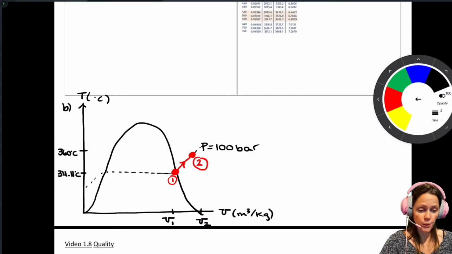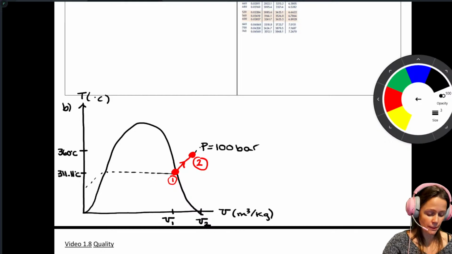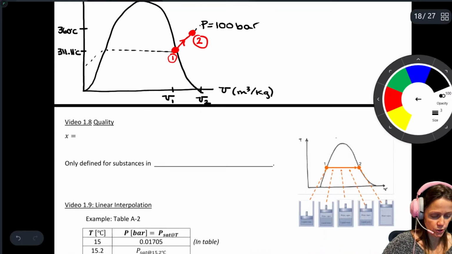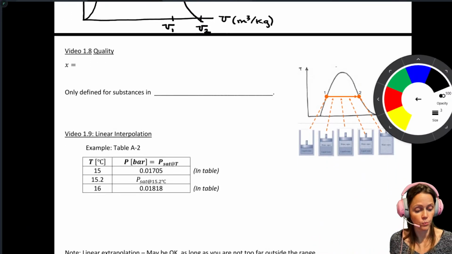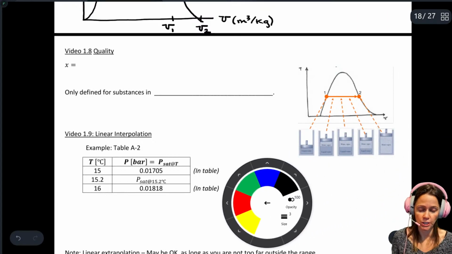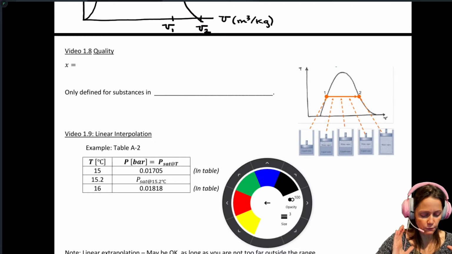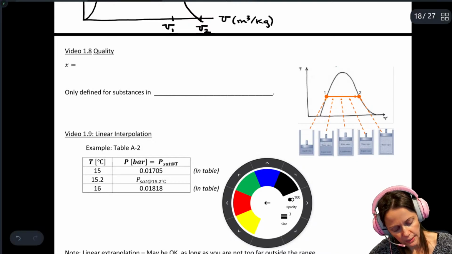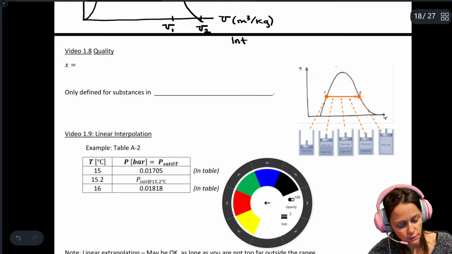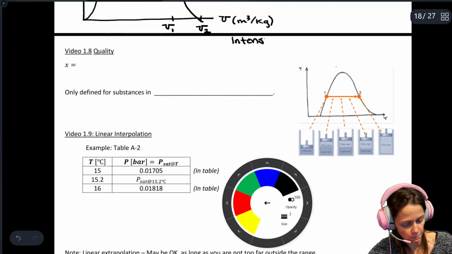All right, so we have 12, 13 minutes left. And so I want to introduce this concept of quality, which we've mentioned a couple of times, the relationship to the saturated vapor versus saturated liquid. But this is that fourth property, or fourth intensive property that we're going to become familiar with.